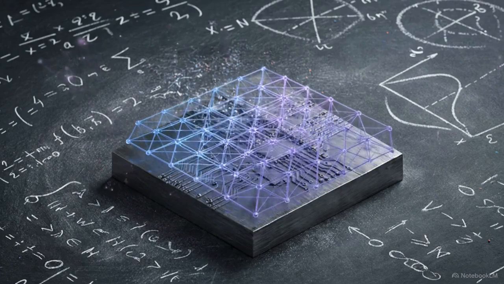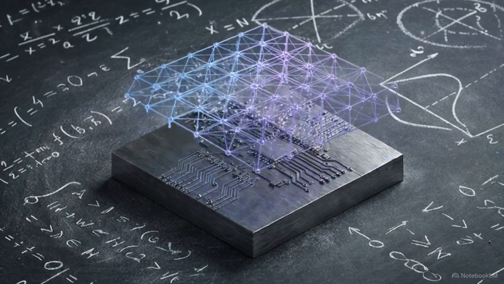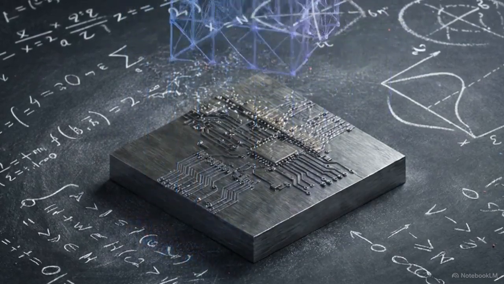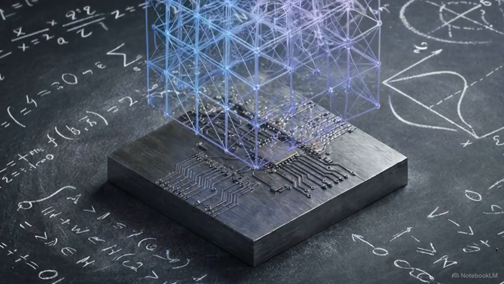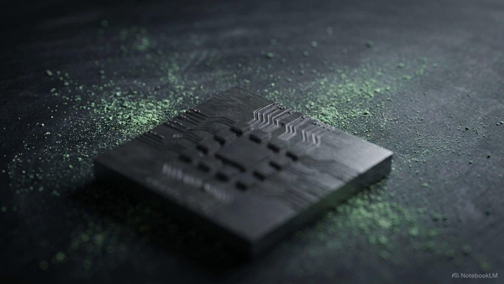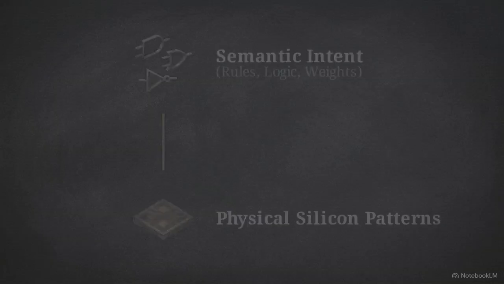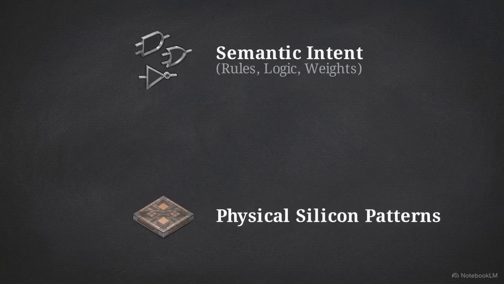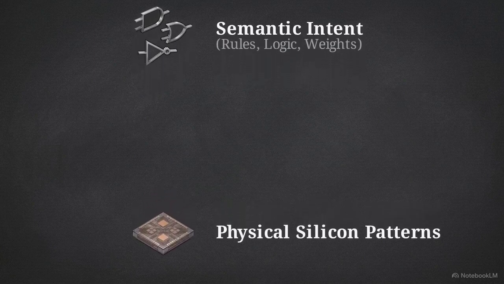We build our most critical computing systems on an architectural illusion, the belief that our code is untethered from the machine that runs it. This is the dualist fallacy. It is the engineering assumption that a system's semantic intent, the rules, the logic, the mathematical weights of an AI, can exist entirely independently of the physical silicon access patterns executing them.